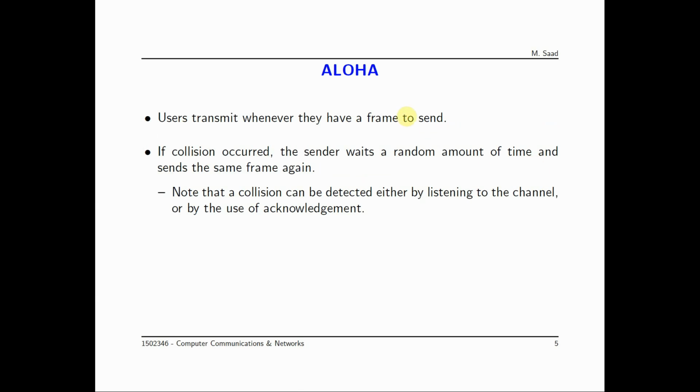How does Aloha work? Imagine that we have a common communication channel, so a common link that all stations connected to the network are sharing. And if a station has a frame to send, according to Aloha, that station would just send the frame. If you have a frame to send, just send it without coordination, without asking anyone for help, and even without having a network controller that would make a decision on behalf of the other stations.